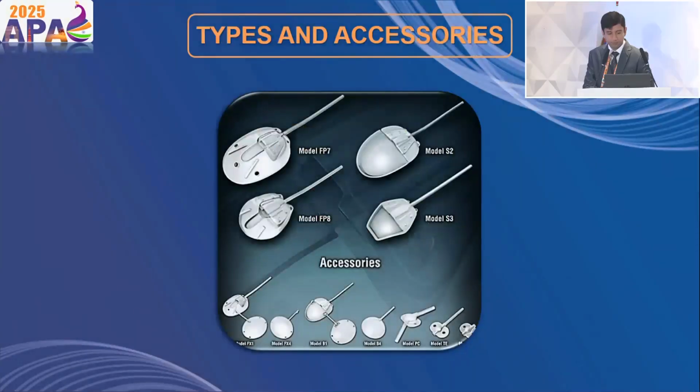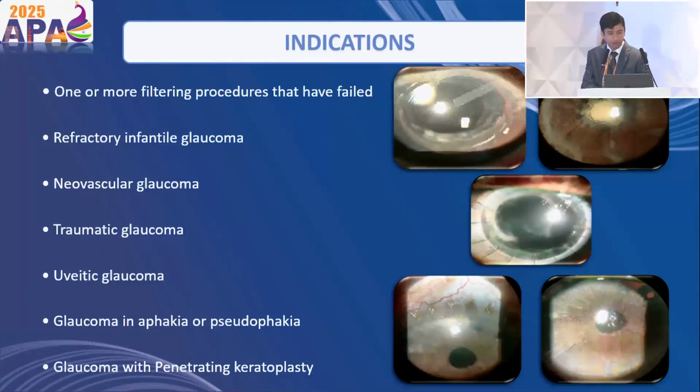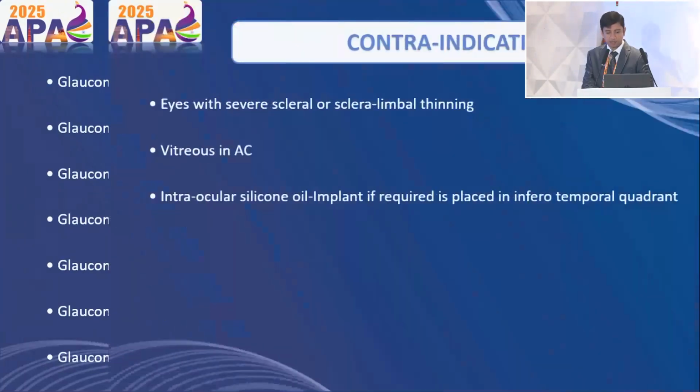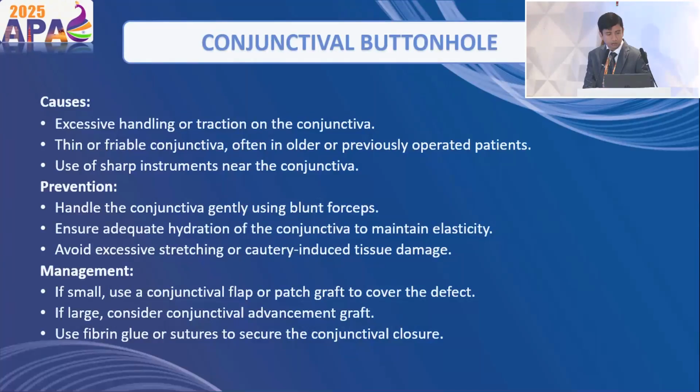I'll be talking about complications of valved tubes. I'm going to skip all this because this has been covered. I'll be mainly talking about the AGV because that's the most common valve tube that we use. Indications have been covered. I'll directly jump to the complications. So you can have intraoperative or post-operative complications. Let us take one at a time.